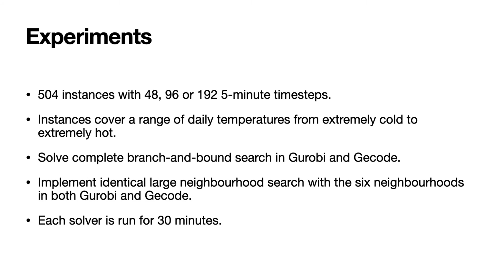We randomly generated temperature data for 504 instances with 48, 96, or 192 time steps. Each time step is 5 minutes long. Some of these instances have extremely cold or extremely hot temperatures for capturing the real environment in Australia. We use Gurobi as the mathematical programming solver and G-code as the constraint programming solver. We use the complete branch and bound search, and then we also implement the large neighborhood search and the 6 neighborhoods in both Gurobi and G-code. Each solver is run for 30 minutes.